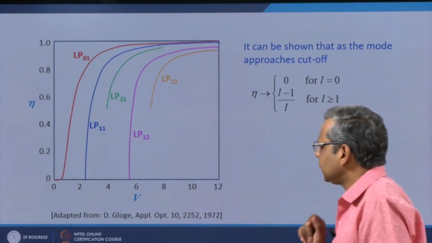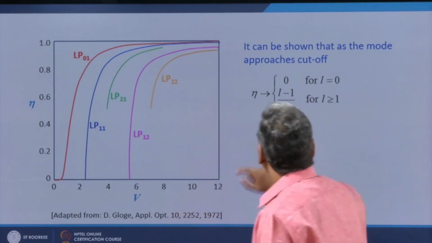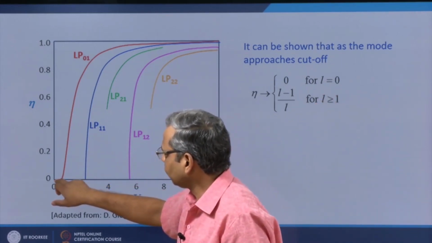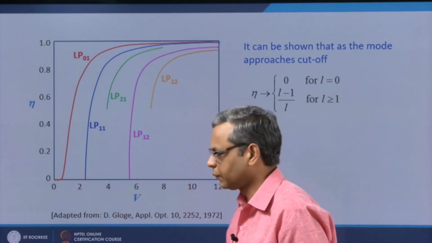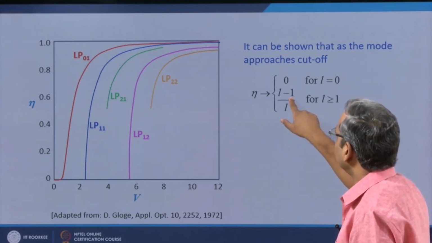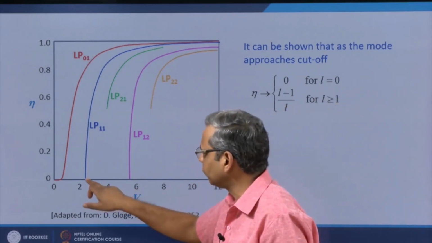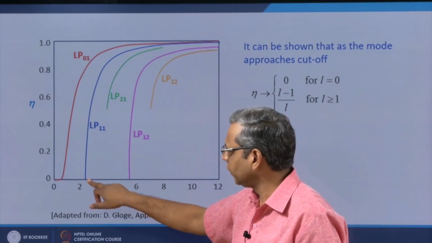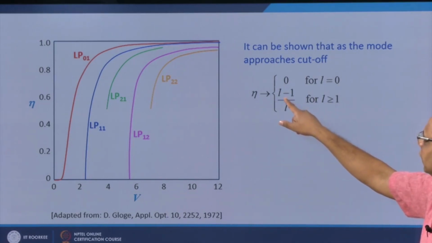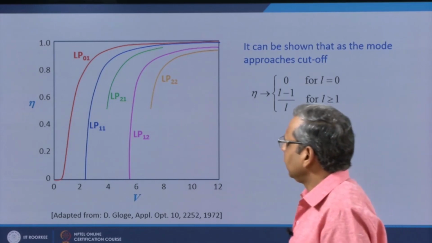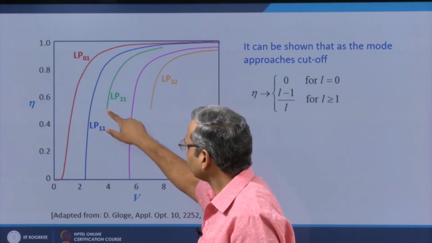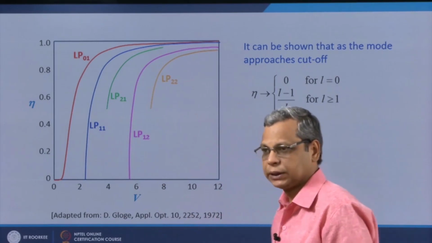So, I can see for LP01 mode the cutoff is 0 and l is equal to 0. So, as I approach cutoff, the power is 0. And if I take LP11 mode, then again eta is 0. LP11 mode cutoff is 2.4048. So, as I approach cutoff at 2.4048, it will start from 0. However, for l equal to 2 mode, this would be half. So, for LP21 mode, the cutoff is around 3.8. So, around 3.8 it will start from 50%.